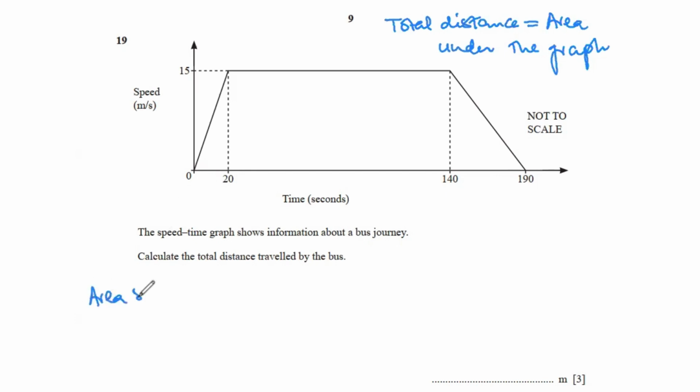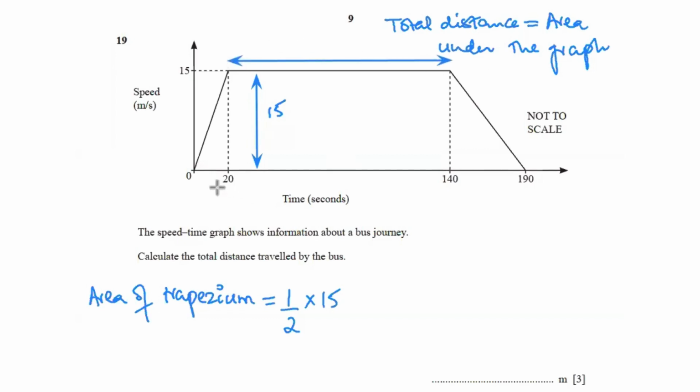For area of trapezium, the formula we use is 1/2 times height times the sum of parallel sides. Our height is 15. If I highlight this part, this is your height, and these are your parallel sides. This one and this one.